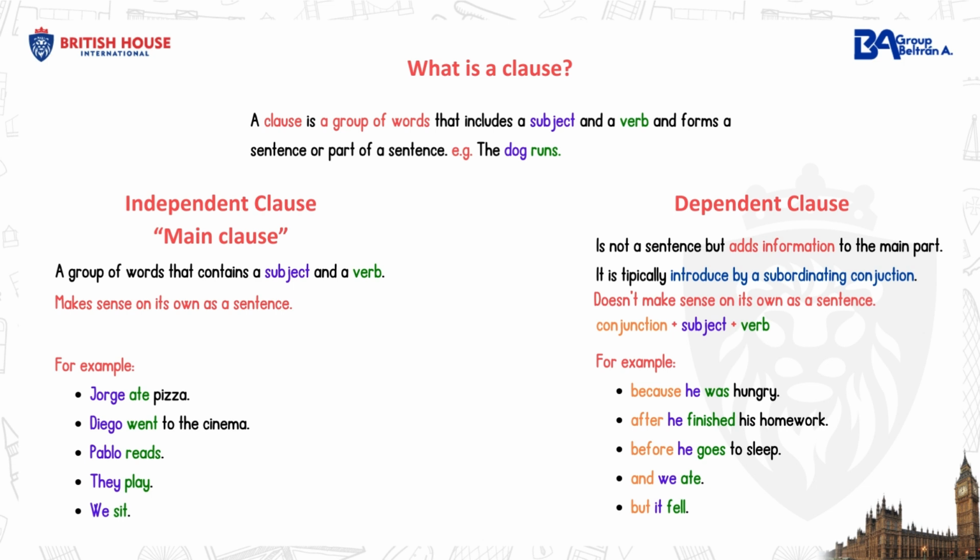So, what is a clause? As we saw in the previous video, a clause is a group of words that includes a subject and a verb. Subject and verb, as simple as that. It can be the whole sentence or just a part of a sentence. For example, the dog runs. That's a clause. You can understand it. And now we're going to look at these two types.